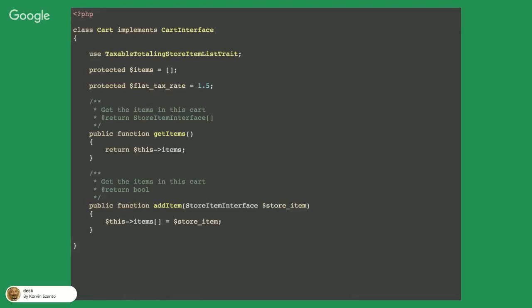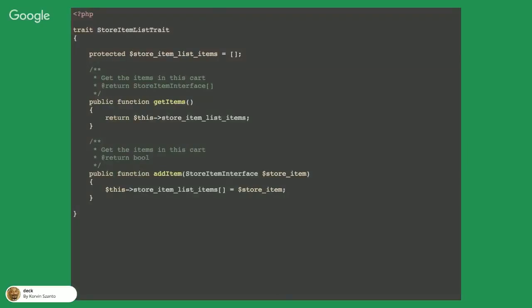But maybe get items and add item really isn't a member, like maybe that's not something that should be part of the cart. That kind of seems like something that we could abstract and use later for maybe something like a list of store items. So let's move that into its own trait. So here we have a new trait, store item list trait. Pretty much all we do is copy out the get items and add items methods and just put them into this trait. We change that property name to something a little bit longer and more obscure, store item list items.